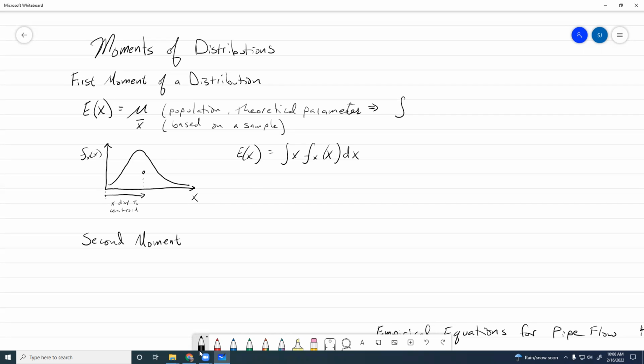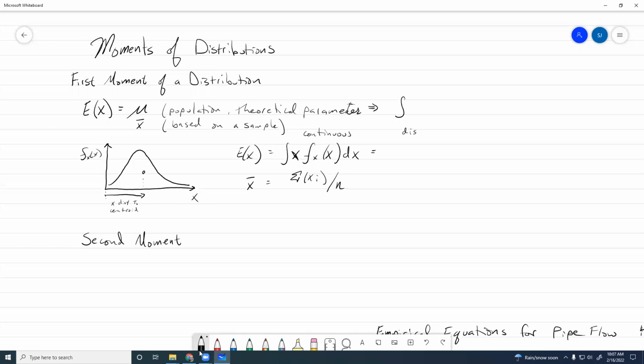Of course, if we have a sample, sorry to go back here. If we have a sample, then we can simply take the sum of our values, right? And divide that by n. We've all done that before. And this is for a continuous variable.